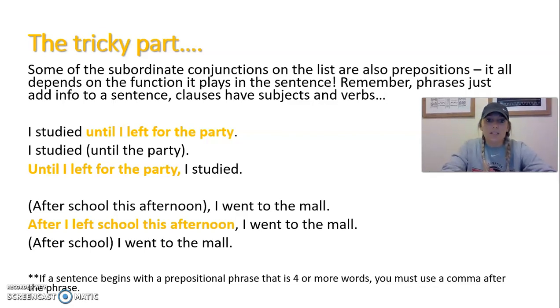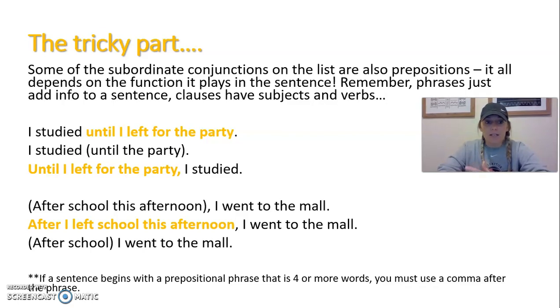Okay, so for example, I studied until I left for the party. Okay, until is also a preposition, but look at what follows the word until in that highlighted portion of the sentence, a subject and a verb, right? So that automatically makes that a dependent clause. You have an independent clause and then a dependent clause. So it changes the type of sentence that it is.